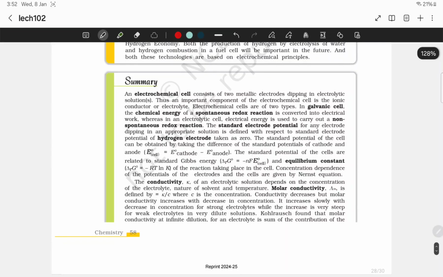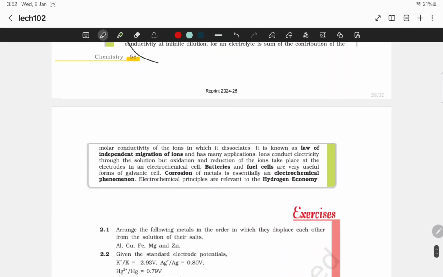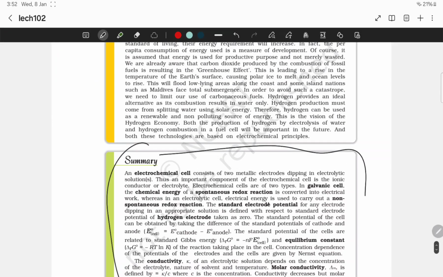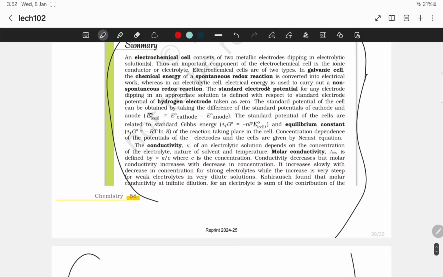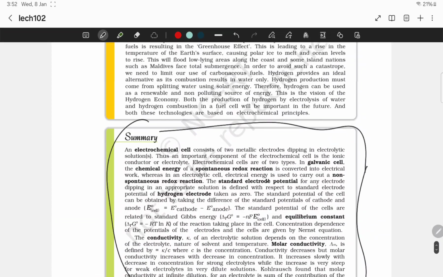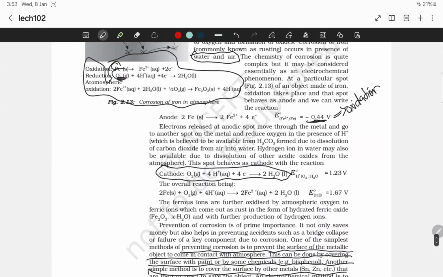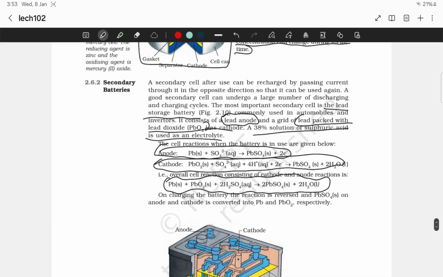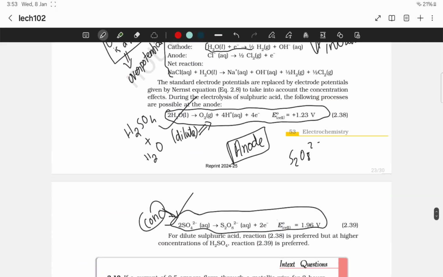The summary you can read. Summary is good. You can read it for fast revision. So by this we come to the end of this chapter. I am not at all well. I am taking chapters in the last 24 hours itself. I took a lot of chapters, right?